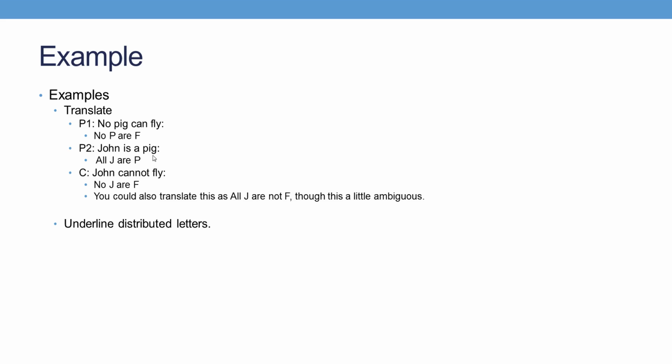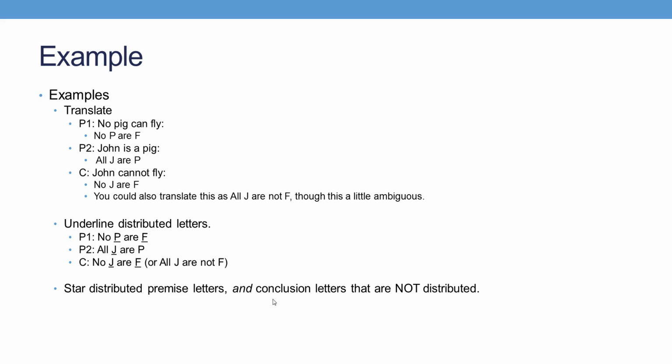Okay, now that I've translated my argument, I'm going to underline my distributed letters. In the first premise, it's a no claim, so both letters are distributed, given the no rule for distribution. The second claim is an all claim, in which case just the J is distributed, because that's the rule for all. And then the final claim, if I translate it as no, that means both of the letters are automatically distributed, no J are F. However, if I had translated it as all J are not F, it would be the same scenario. I would underline J and F because both of them are distributed given the rules. The letter that immediately follows all is distributed, and the letter that immediately follows are not is distributed.